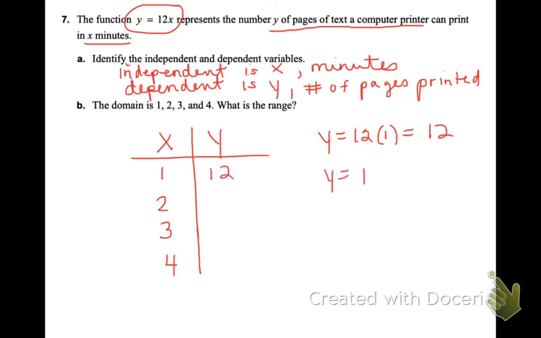Y is equal to 12 times the input value, which changes to 2. The output value changes to 24. Okay? When the input value changes to 3, 12 times 3, the output is 36. The input is 4. 12 times 4, we have 48. So what is the range? 12, 24, 36, and 48. Okay, that concludes the notes for lesson 2.1.